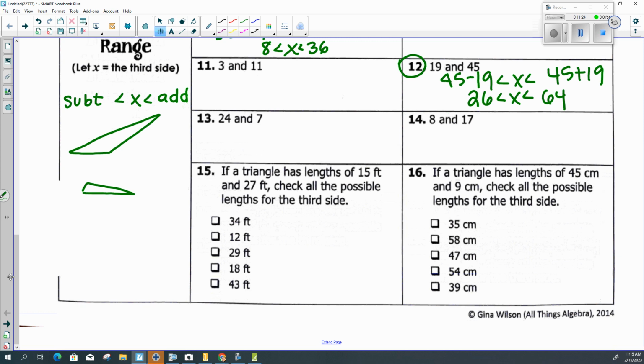Okay, these ones on the bottom, they look different. They're the same. If a triangle has lengths of 15 and 27, check all the possible lengths for the third side. So we'll set it up the same. We're going to subtract these values to see what the smallest side could be, and add the values to see how big it could possibly be. And then just choose the ones that fit in that parameter.